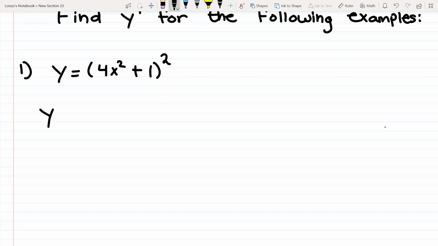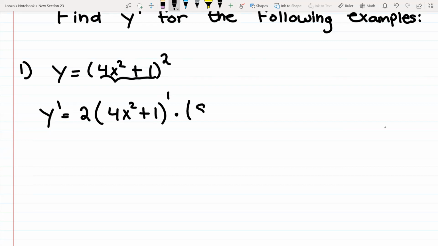So this is going to be y prime. Using power rule, this would be 2, and then the inside stays the same, and this 2 becomes a 1 because of the power rule. Then you multiply by the derivative of the inside. The derivative of 4x squared is 8x. The derivative of 1 is just 0, a constant. So this would be 2 times 8, which is 16x.